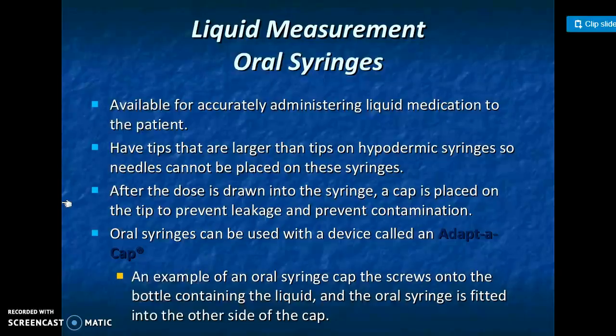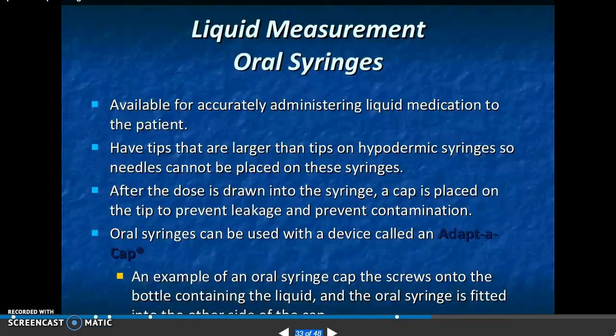This is an oral syringe where the cap is screwed onto the bottle containing a liquid, and the oral syringe is fitted into the other side of the cap, which allows for easier drawing of that liquid. These are used for individuals who may not be able to swallow a tablet or pill, and they are placed directly into the mouth of the patient, usually elderly or children.